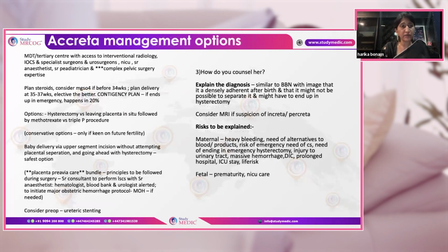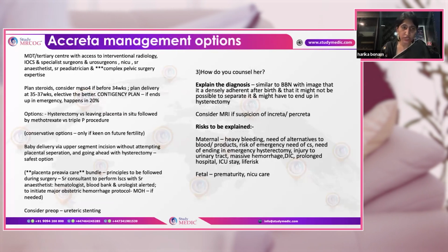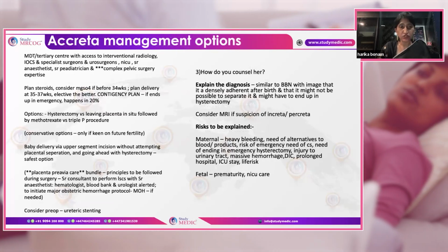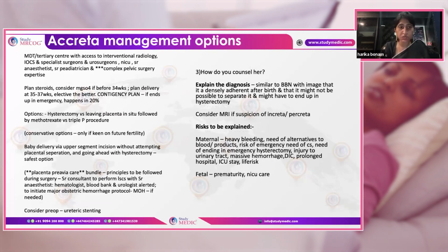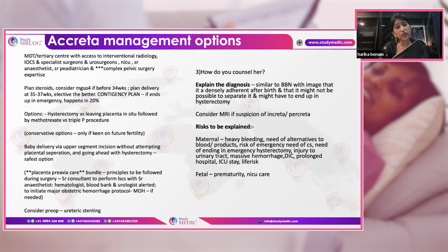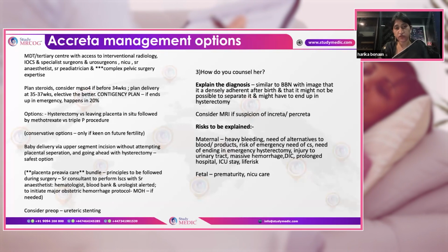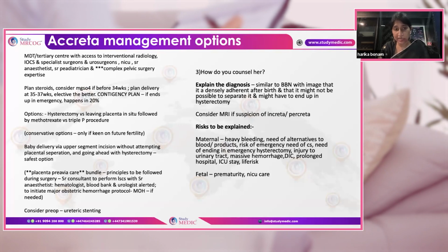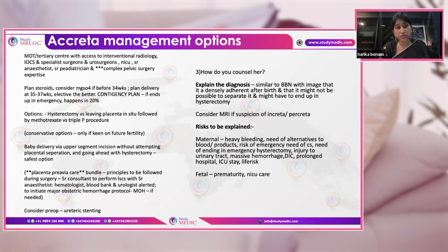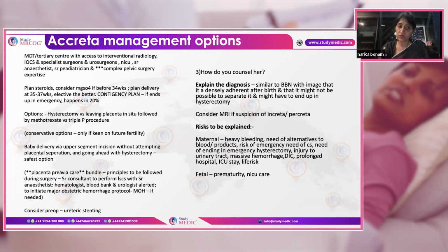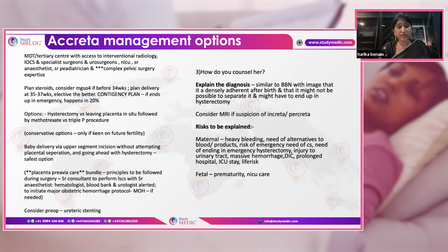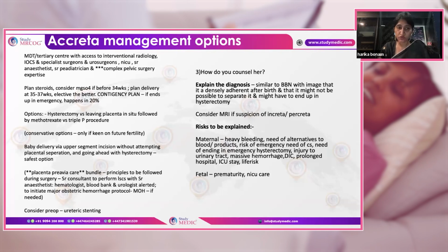So here, accreta management options: MDT, I have already spoken. And then the second line is about steroids, considering MgSO4, and planned delivery between 35 to 37 weeks with a backup plan. Options: you will do a hysterectomy, cesarean hysterectomy, in most situations. But if the patient is keen on fertility, leaving the placenta in situ, followed by methotrexate versus the triple P procedure. And you need to have expertise for these things. And conservative options, as I said, only if the patient is keen on future fertility.